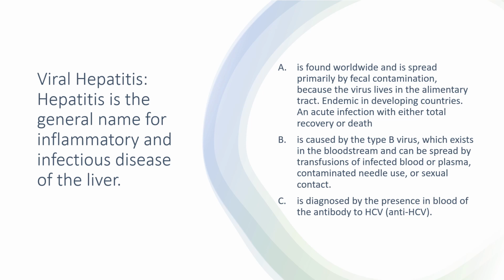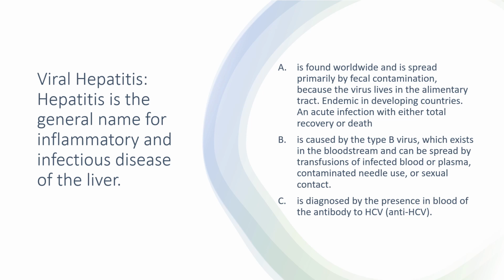The next disease we're going to talk about is viral hepatitis. This is also a diffuse disease. It's the general name for the inflammatory and infectious disease of the liver, and it comes in different types. Type A is found all over the world. It's spread primarily by fecal contamination, and because it lives in the digestive tract, in the alimentary tract, that's why it comes out through the feces. It's endemic in developing countries. We do have it in first world countries as well, but not at the same levels as we see it in developing countries.